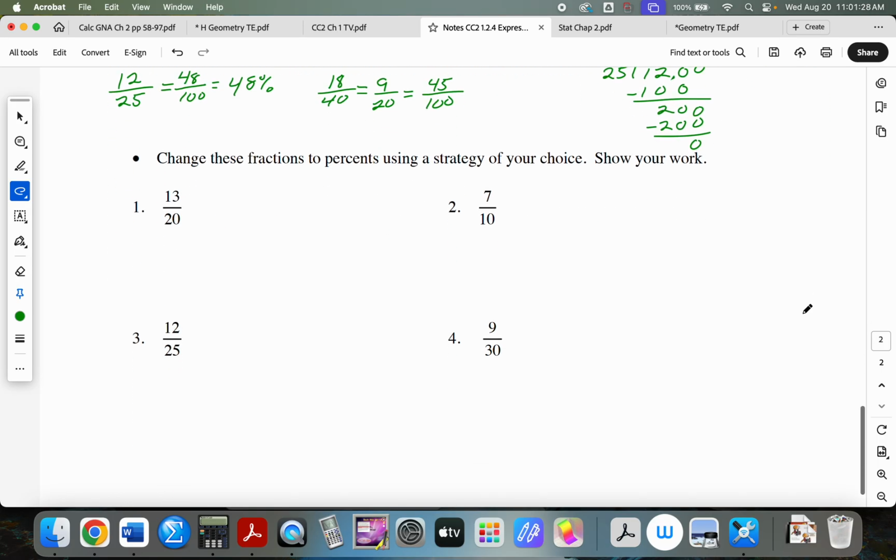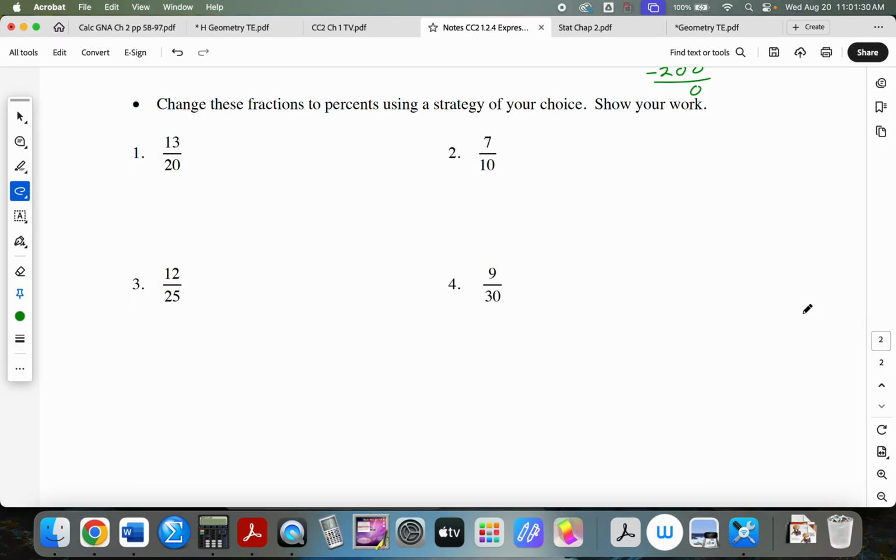But I'm going to give you a couple of minutes, and I want you to change each of these to percents. When you are done, check on the people around you, because I'm going to call on people, and you don't want your neighbor to be wrong.